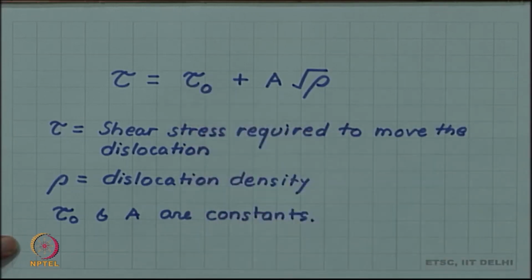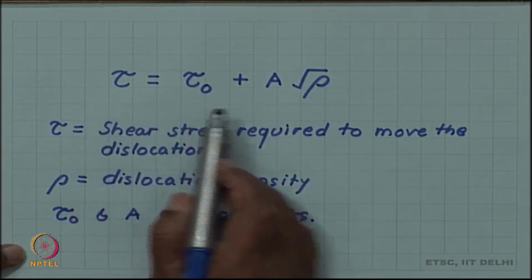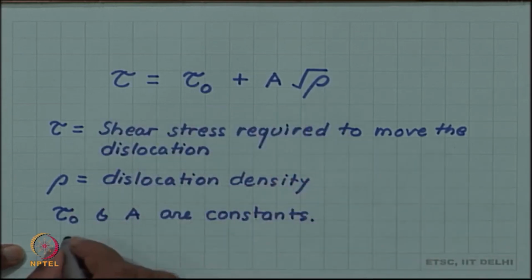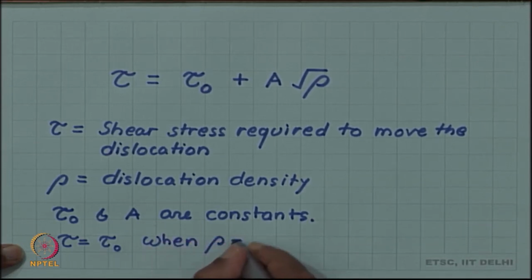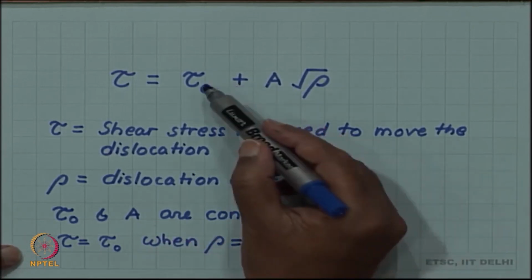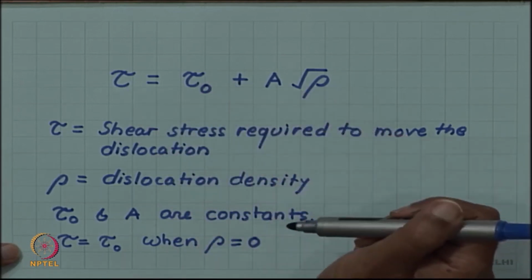A meaning can be attached to tau naught, because if you see, tau will be equal to tau naught if rho is 0. So, tau is equal to tau naught when rho is 0. So, in a sense tau naught is the resolved shear stress required at 0 dislocation density.